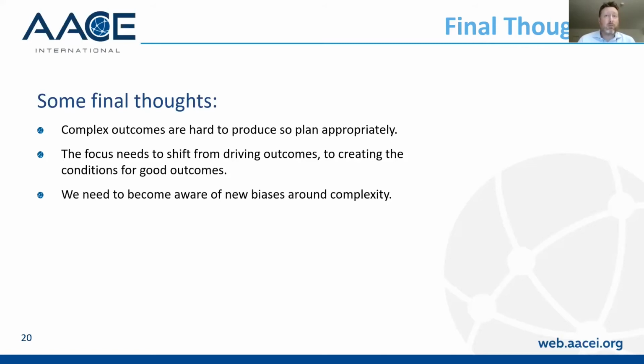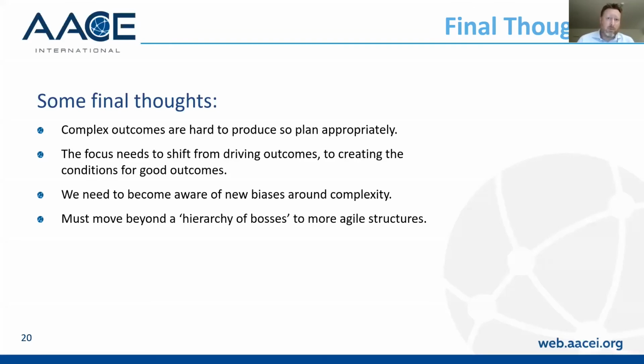We need to become aware of new biases around complexity. And the big one here is everybody has a bias towards a simple story. And in a complex environment, that can actually blind you from the real situation that you're facing. So you really need to be careful of that. We need to move beyond a hierarchy of bosses to a more agile structure, just to be able to react to the speed and the velocity of risks that projects are facing these days in these complex environments.